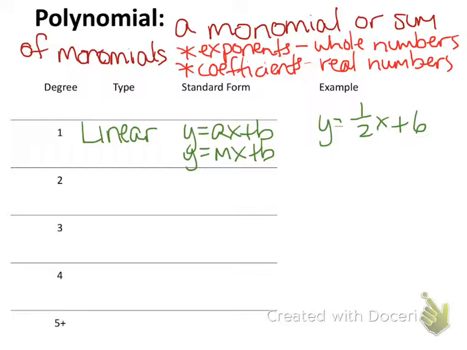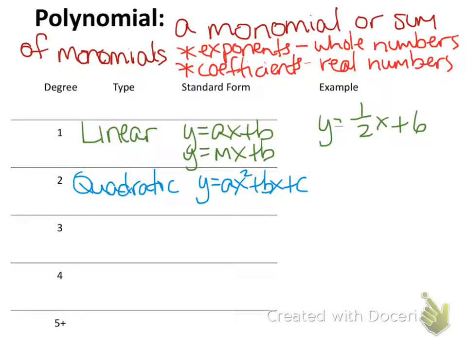A degree of 2 you should also be familiar with from last chapter. If the highest exponent is 2, it's called a quadratic. And again, the standard form, y equals ax squared plus bx plus c. And as long as the highest exponent is 2, then an example of any equation in which the highest exponent is 2 would be a quadratic.